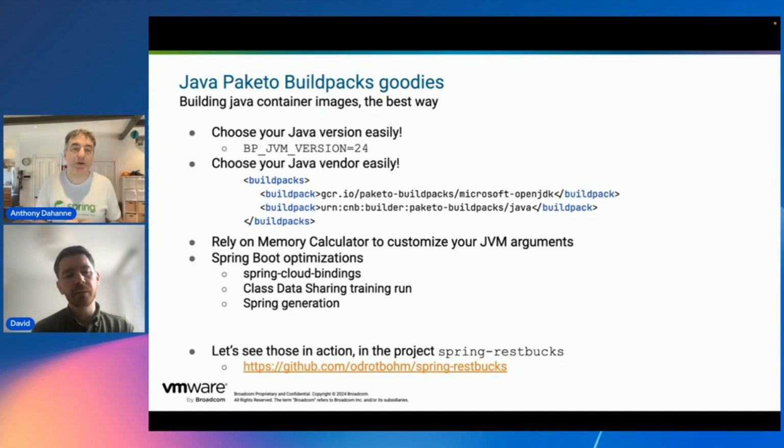Also, a very nice feature from the Spring Boot buildpack is Spring Generations. It allows you to emit a warning to the developer if they are using a deprecated version of Spring Boot. So basically, at build time, you will have some information about whether or not your Spring Boot version is supported.